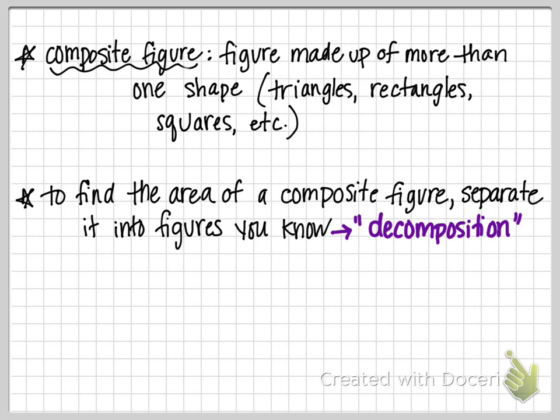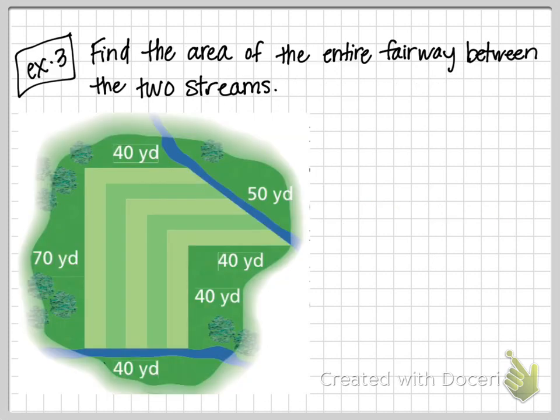Using decomposition, look at example 3 here. So this is a golf course, supposedly. It says find the area of the entire fairway, and the fairway is the striped part. Find the area of the entire fairway between the two streams. Now, we want to separate this into figures we know how to find. It is tempting to see this, right, to kind of go along here. But that doesn't give us two figures that we know how to find.